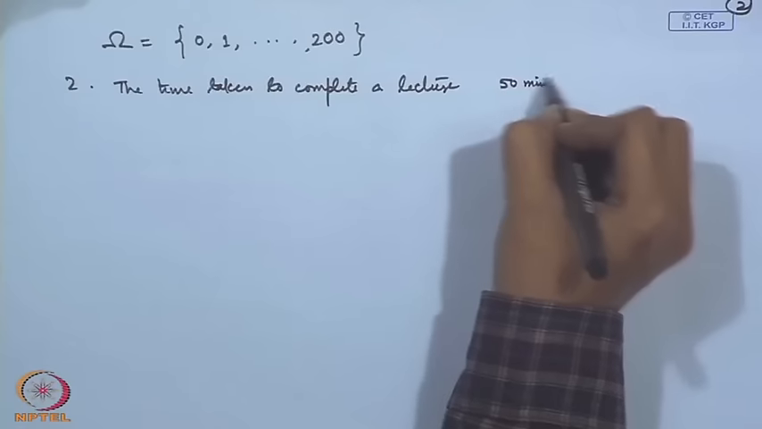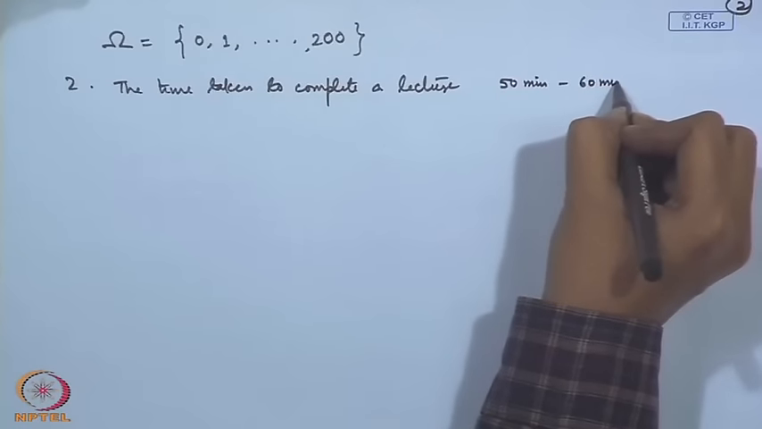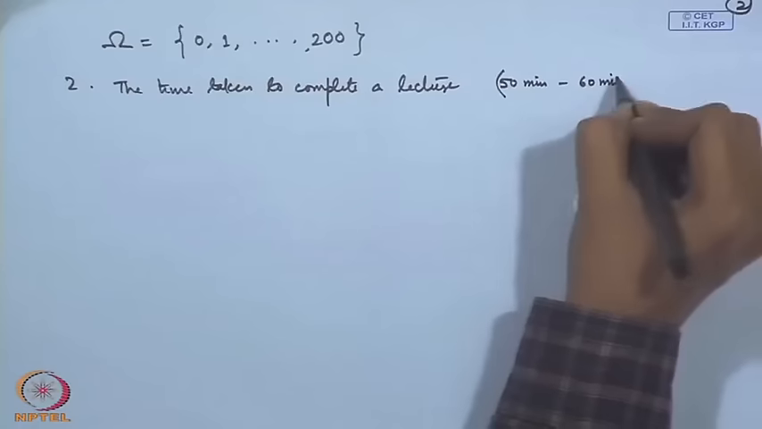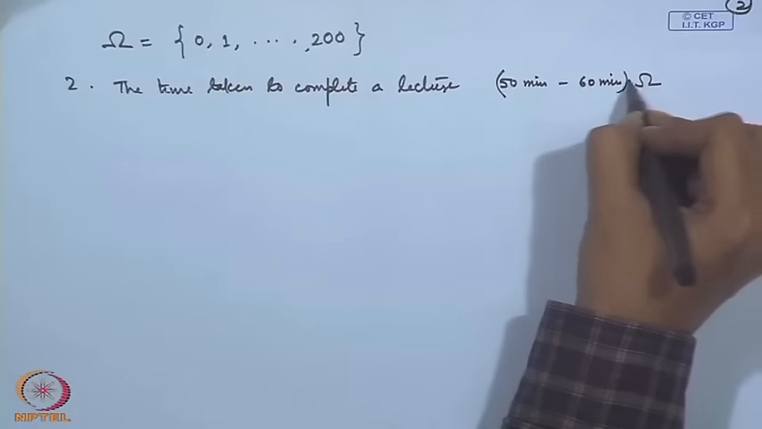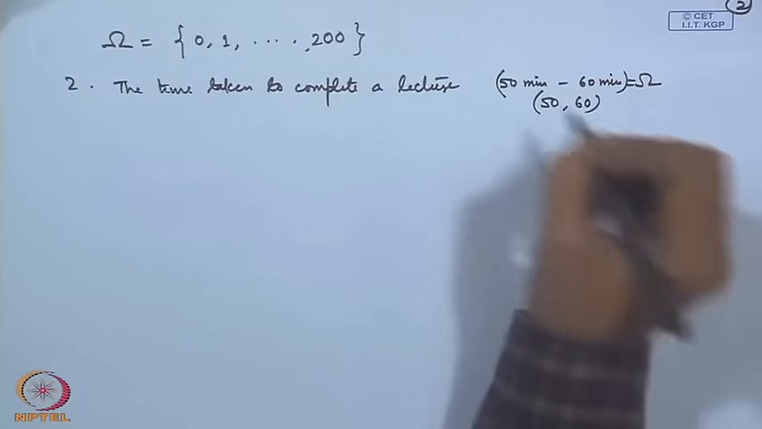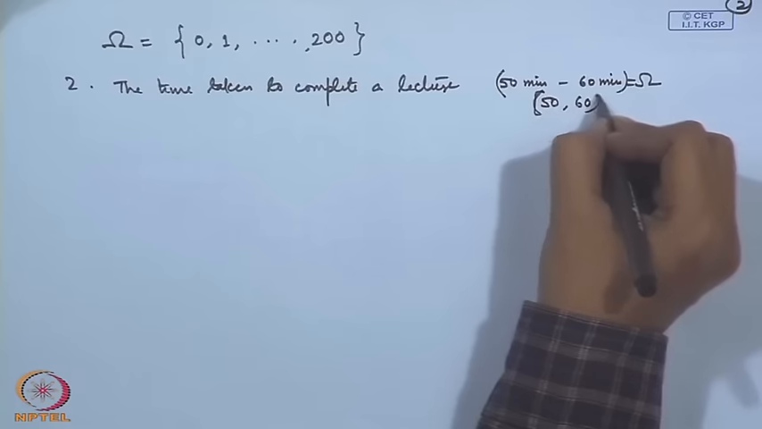at that stage. So, I may take say 50 minutes to 60 minutes just to keep the upper bound, because after 60 minutes I cannot continue, because by that time the students of another class would have entered. So, I may consider my sample space to be 50 minutes to 60 minutes interval. That means, I may write it as an open interval or closed interval 50 to 60.